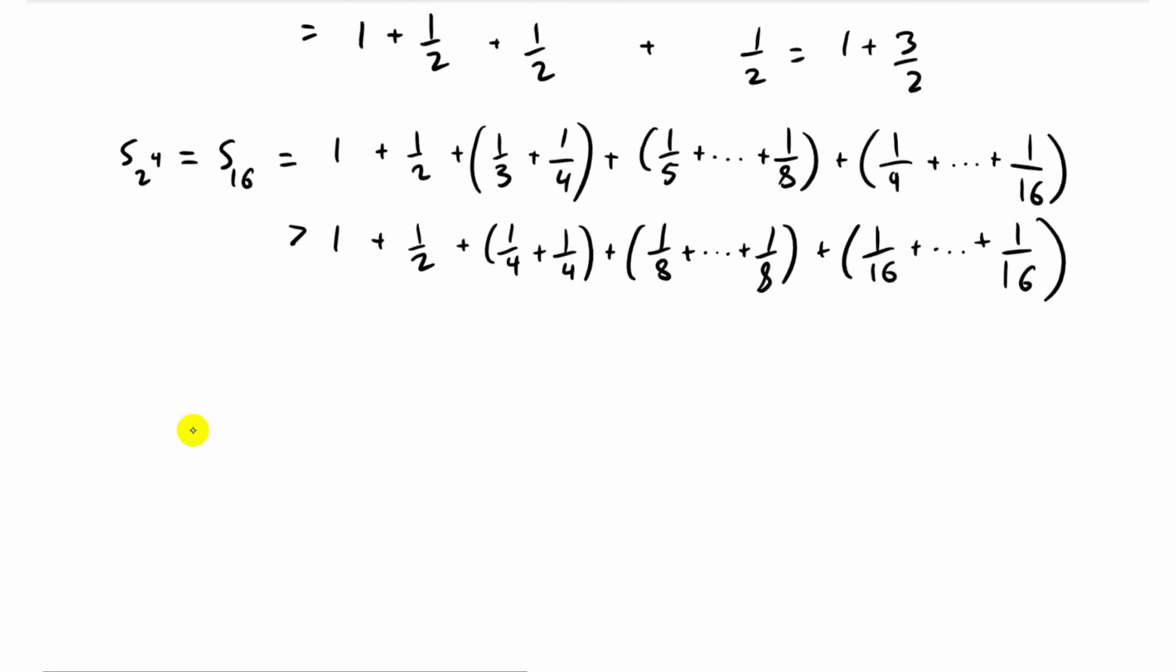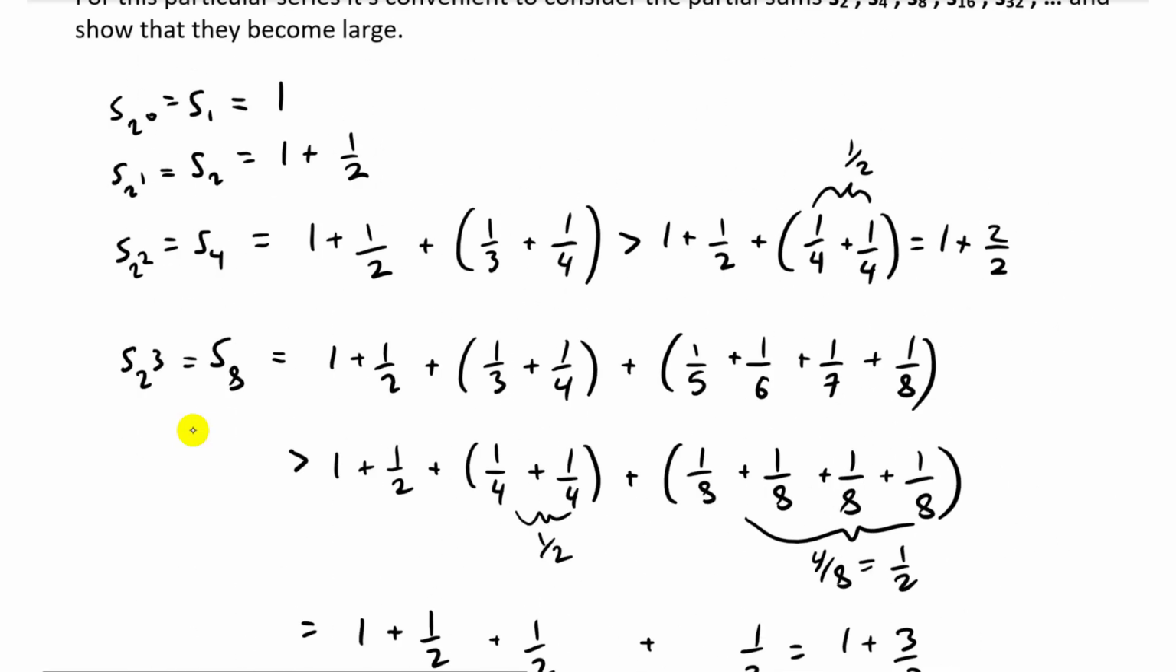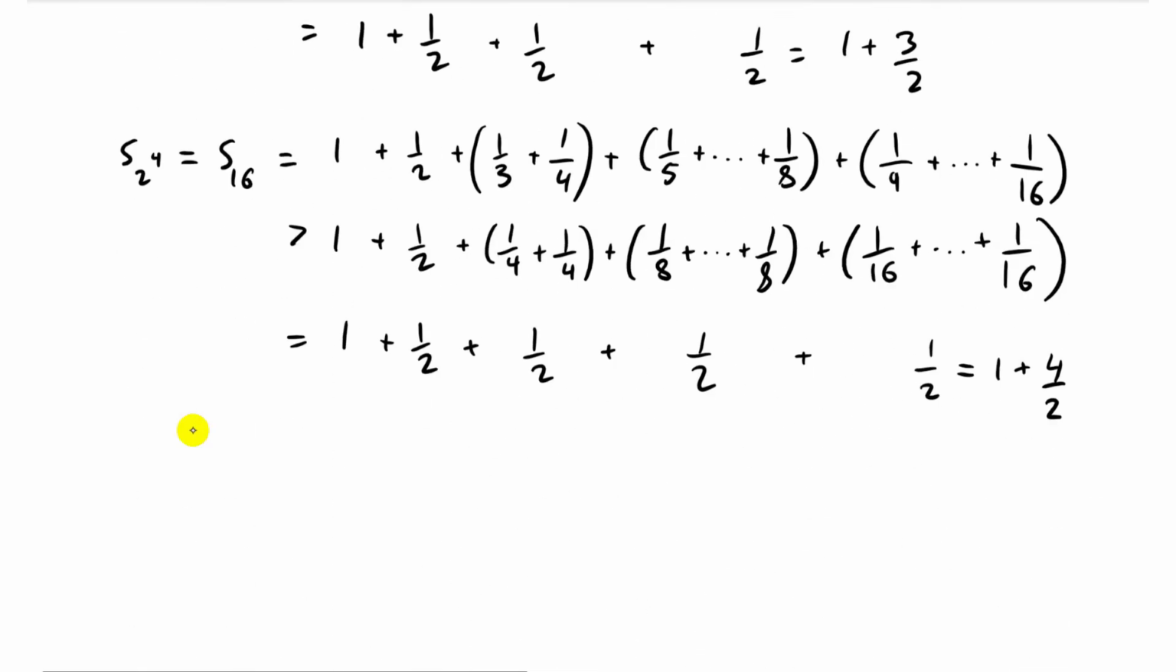Alright, so now this equals 1 plus 1/2, plus this is going to be 1/2, plus 1/2 here, and then plus here is going to be 8 over 16 or 1/2, like that. So in other words, this equals 1, and then there's going to be 4 halves, so 4 over 2. So we have 1 plus 4 over 2. So we got 1 plus 2 over 2, 1 plus 3 over 2, 1 plus 4 over 2.